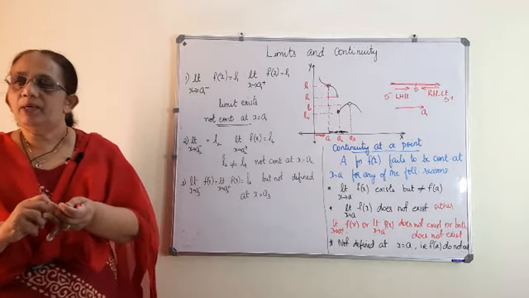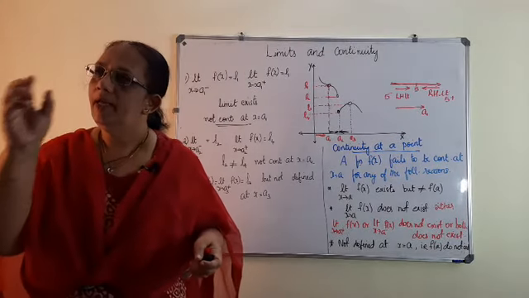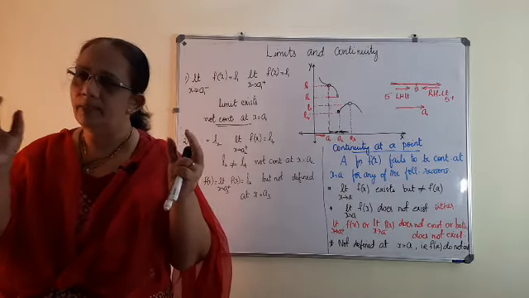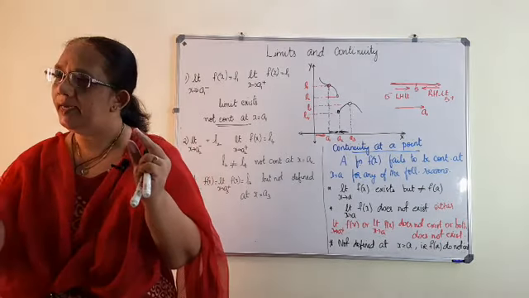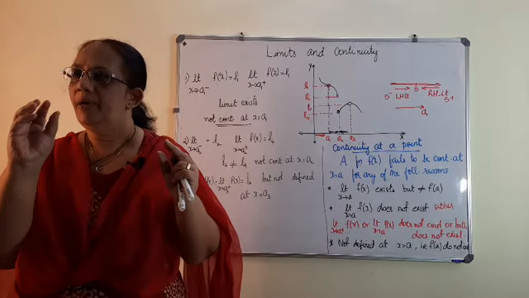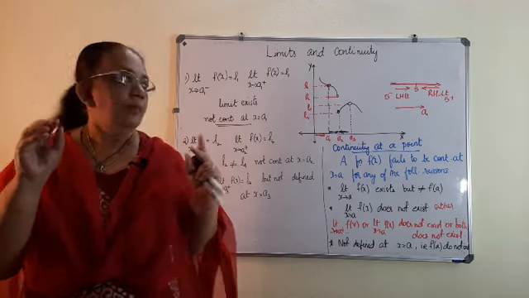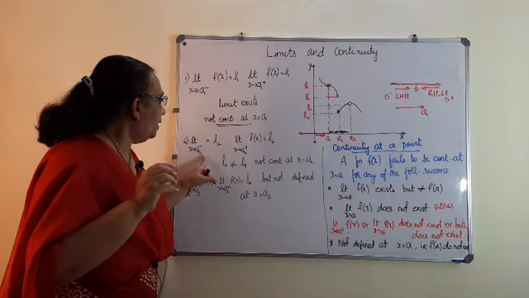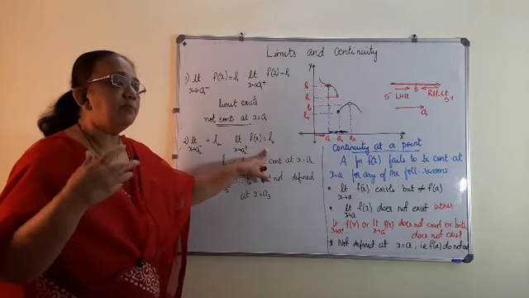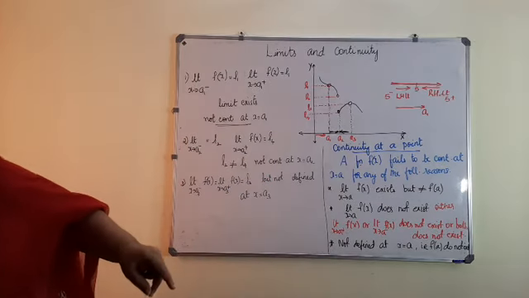So in the first part we have seen that at a particular point the left limit and right limit exist, but there is a hole. In the second case, left limit and right limit exist, but they are entirely different.